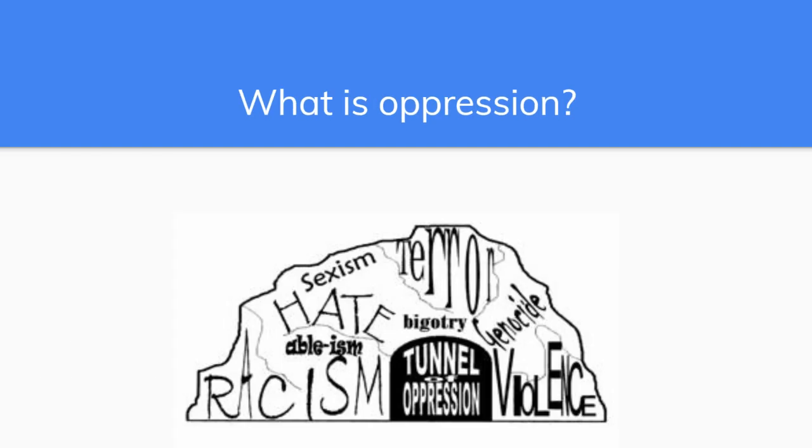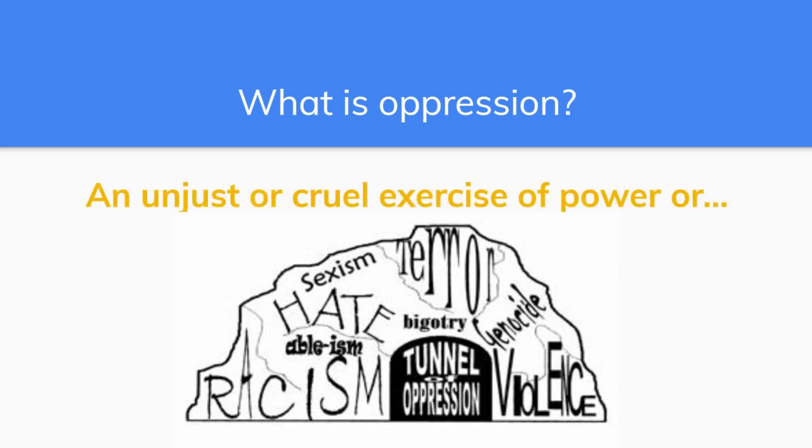So first of all, our first question that we will be answering is, what is oppression? Notice that question is on the top of the question column on the left-hand side of your notes. So what is oppression? It is an unjust or cruel exercise of power, or sexism, hate, ableism, racism, tunnel of oppression, terror, genocide, and violence. So many different ways to talk about the idea of oppression. Yay!